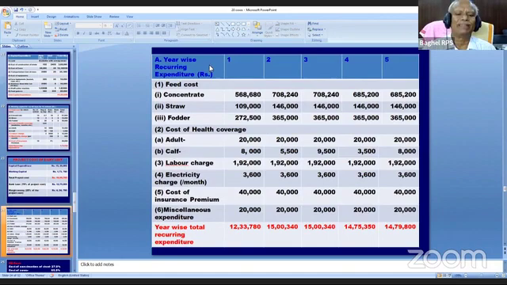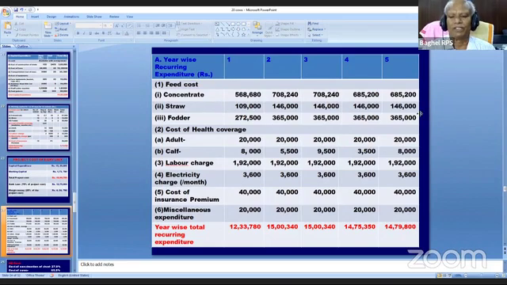Now, year-wise recurring expenditure, as I had told, depending on the number of animals and daily concentrate feeding, you can calculate the monthly amount. This is 1, 2, 3, 4, 5 years. Within 5 years, you have to return all the loan taken from the bank, and then your profit will increase much.